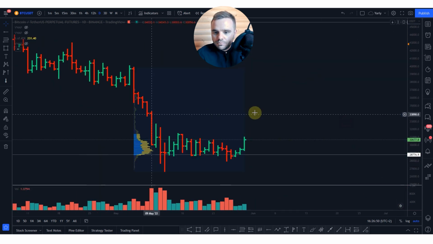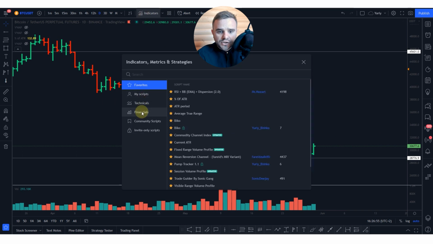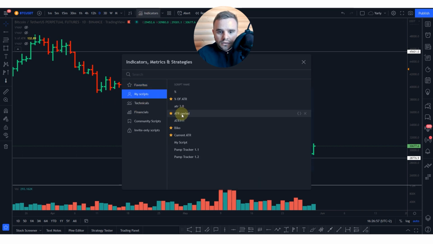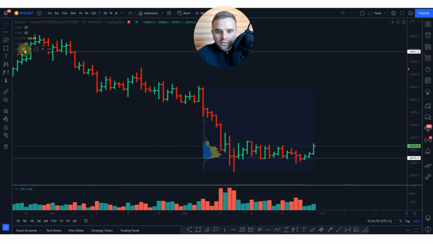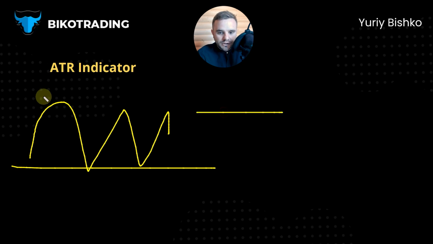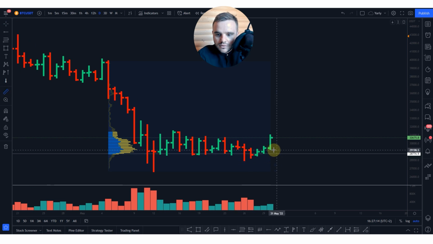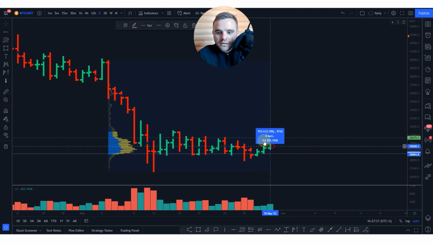Pay attention to this Bitcoin. We have such an indicator as our script. We personally wrote this indicator, and have a look here. What does it mean? Let me explain. ATR shows us volatility, how much price moves per day. Pay attention to every candle. For example, this candle rose by $1,800. The size of this candle is 973.